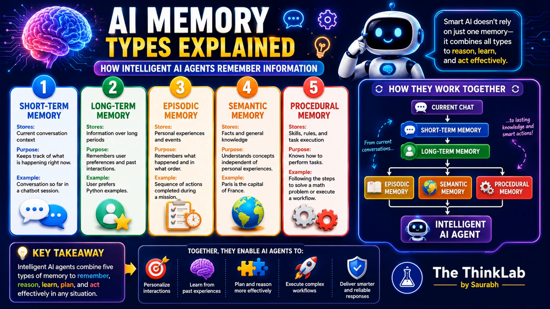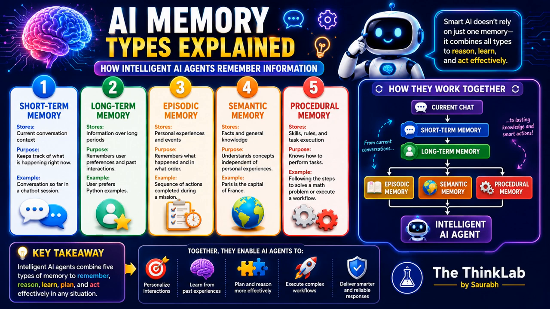So today we are going to explore one of the most fascinating concepts behind artificial intelligence. Have you ever wondered how AI tools like GPT remember your conversation, personalize responses, and complete complex tasks? Is AI actually remembering things like humans do? The answer is yes, but not in the same way humans do. Instead of having one single memory, modern AI agents use a multiple memory system, each designed for a different purpose.